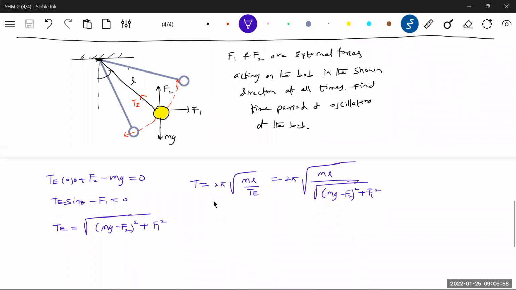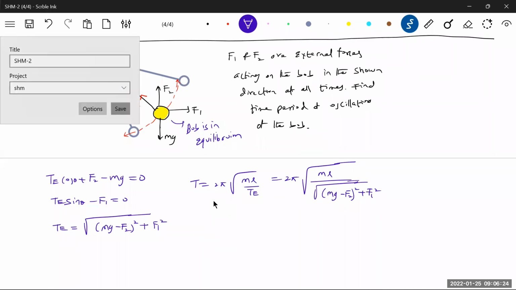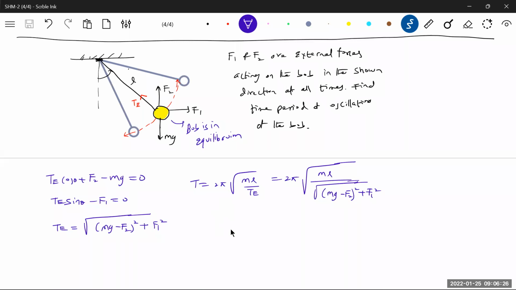What is this? This particular position is the equilibrium position. The bob is in equilibrium. Hope everyone is getting some picture. For an accelerating case, we can use the following method.